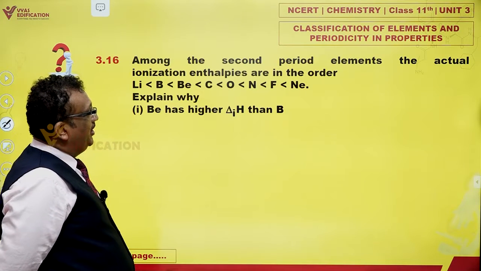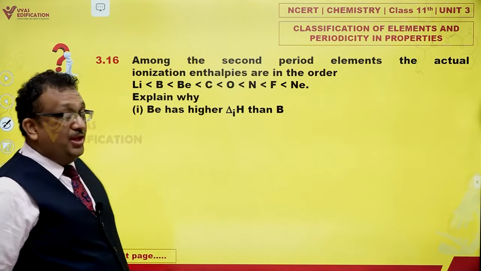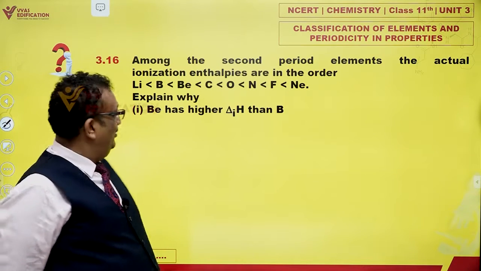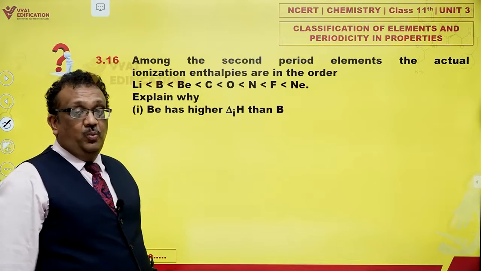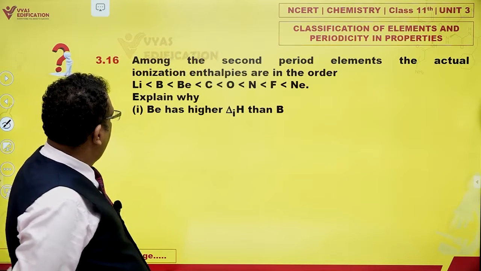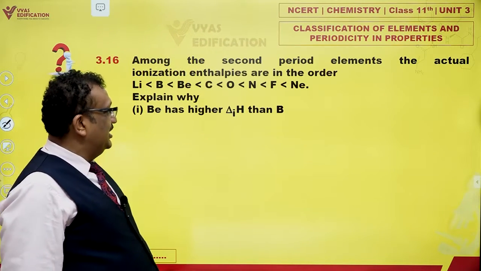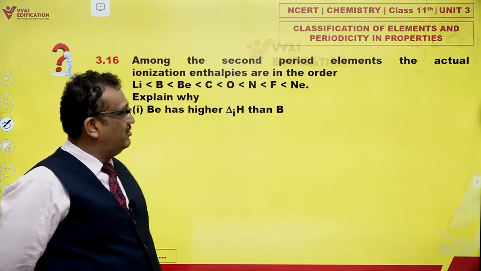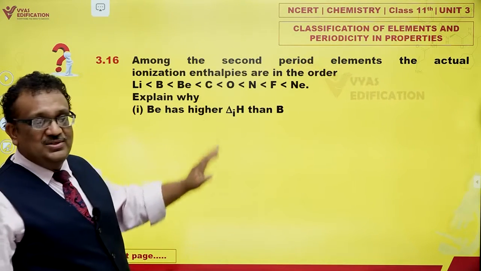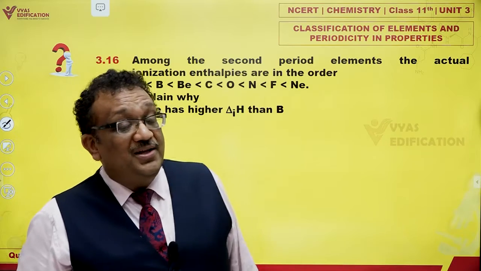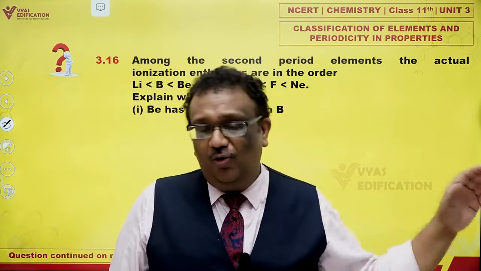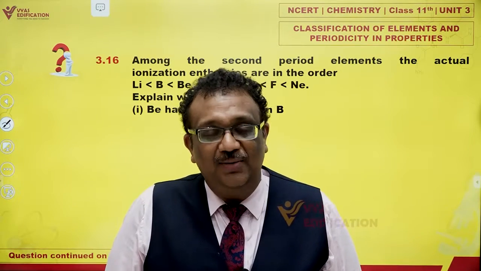Among the second period elements, the actual ionization enthalpies are in the order... Explain why. Beryllium has higher delta H ionization than boron, etc. Now, this is an order of ionization energy when we move across the period in second period.